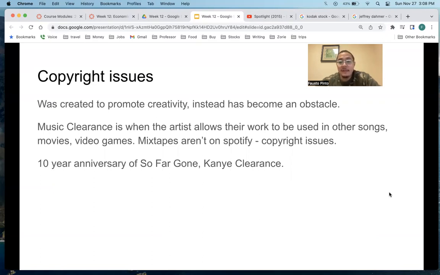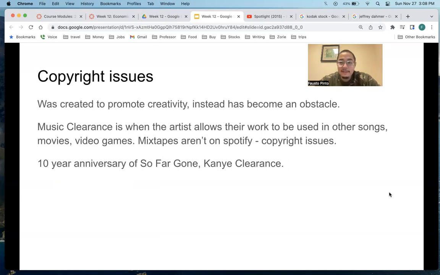One of the biggest things, if you're a hip hop fan, you know about copyright clearance, is when the artist allows their work to be used in other songs, movies, and video games. I grew up in the early 2000s where mixtapes were so big, and a lot of my favorite mixtapes are not on Spotify. Why? Because in those mixtapes, the rappers are rapping over other people's music or beats, and they never got the clearance for that. And so if they put it on those bootleg CDs, it doesn't really matter. But if they put it on a streaming site or it's making money, it has copyright issues. So a lot of the famous mixtapes are not on Spotify.